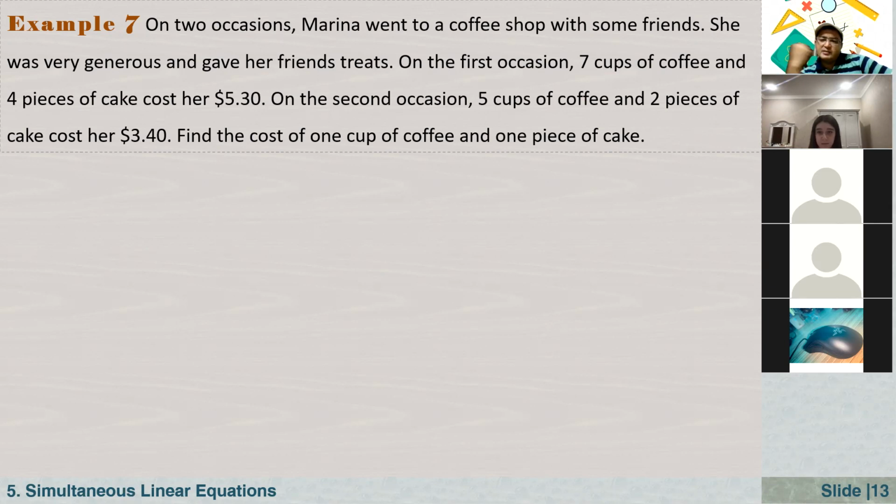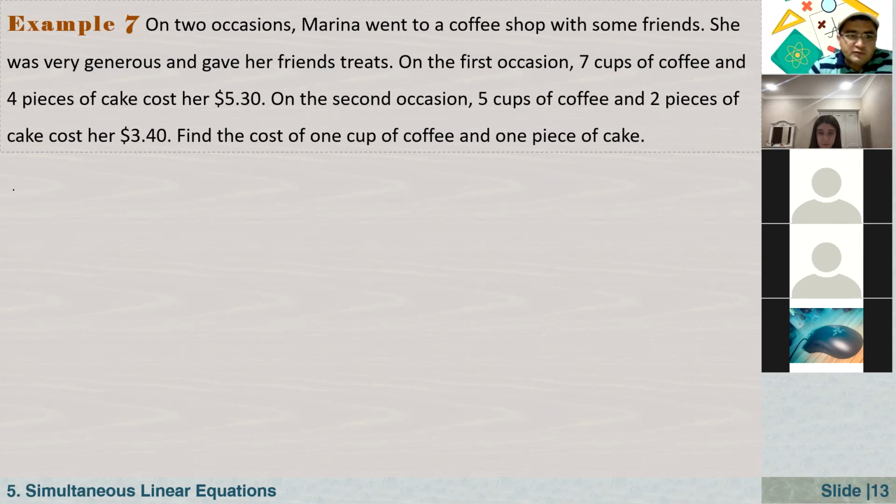Okay, very simple question, right? That's daily life. I mean, the problems from our daily life situation. So anyway, Marina is a very generous girl. She wanted to treat her friends to coffee. So on two occasions, on two different days, let's say, Marina went to a coffee shop with some friends. She was very generous and gave her friends treats.